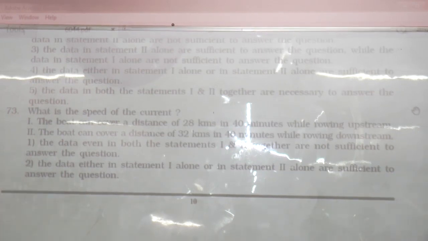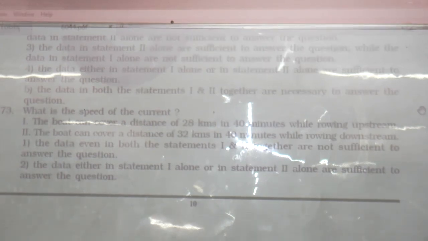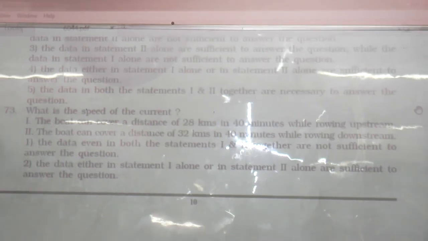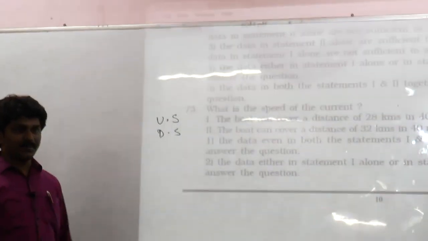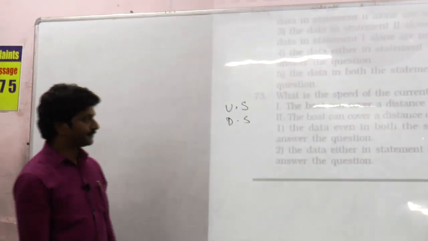No. 2 alone: the boat can cover a distance of 32 kilometers in 40 minutes while rowing downstream. Only 2 will give you downstream speed. 1 and 2 will give you, yes, man speed or stream speed, whatever you want you can calculate now. So 1 and 2 are sufficient.